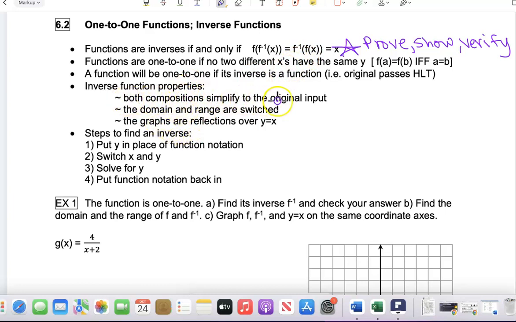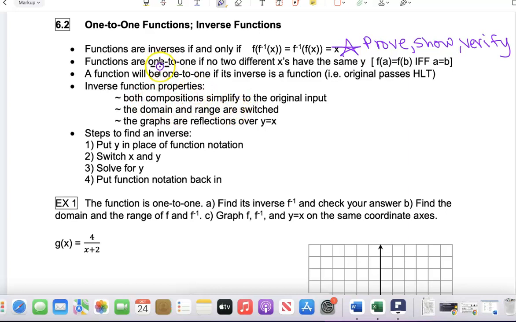So both compositions simplify to the original input. If you are asked to show that two things are inverses, verify that something you found is indeed the inverse, or prove two functions are inverses, that is how we do that.